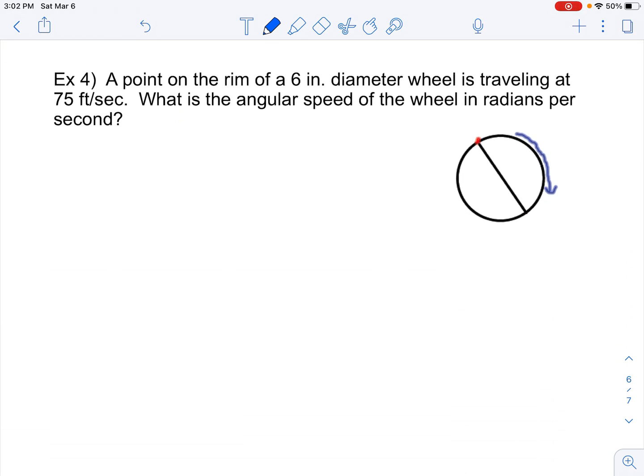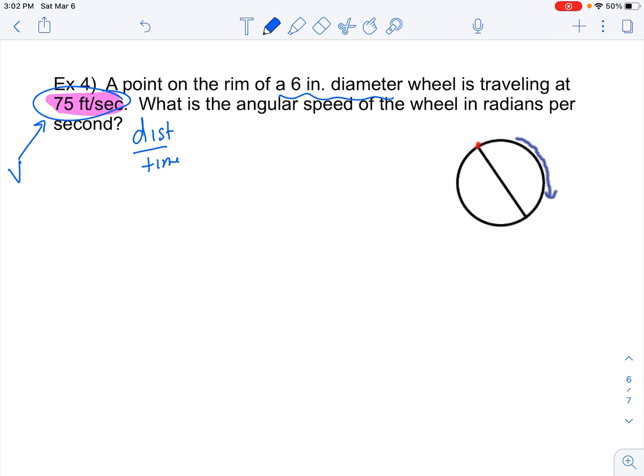All right, example 4 says a point on the rim of a 6-foot diameter wheel is traveling at 75 feet per second. So here's the first thing: we're given 75 feet per second. Okay, we know that that right there is a distance over time. So that 75 feet per second is actually my linear speed, right? That's the v. Okay, we're also told that the diameter is 6 inches of the rim of the wheel. So we know that our radius is 3 inches. So right now we know v is 75, the linear speed is 75, and we know the radius is 6.